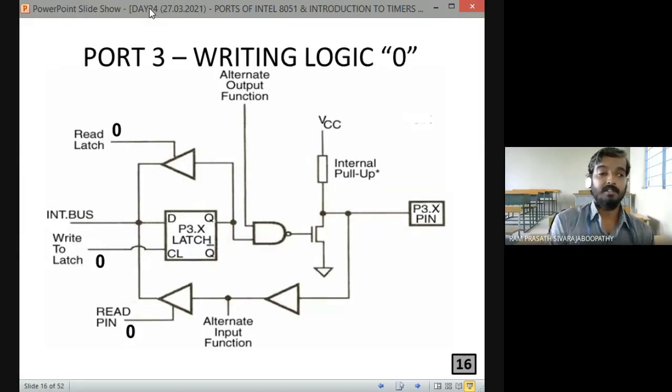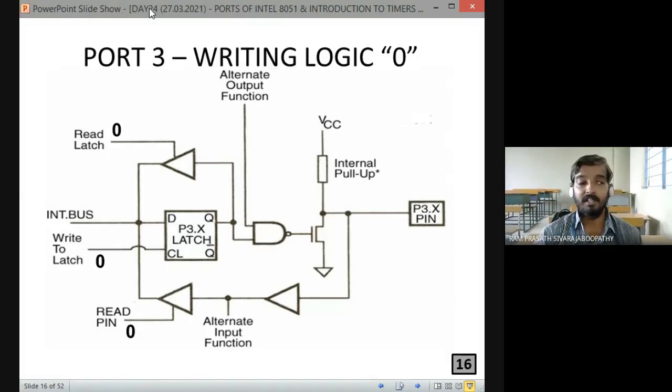Now, this is the construction of the Port 3 pin. You have to understand one thing. When I say alternate function, that means that particular pin can function either as a port pin or for the alternate operation. Both cannot be done at the same time. Now we will consider writing logic 0 here.